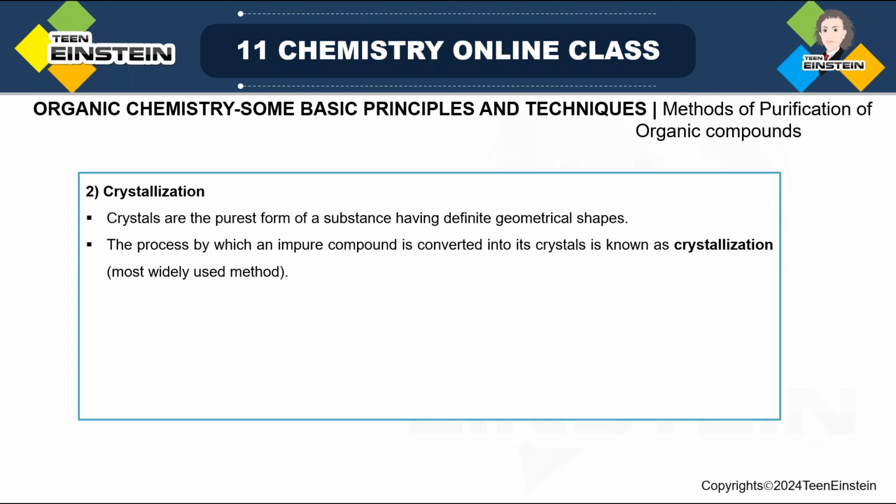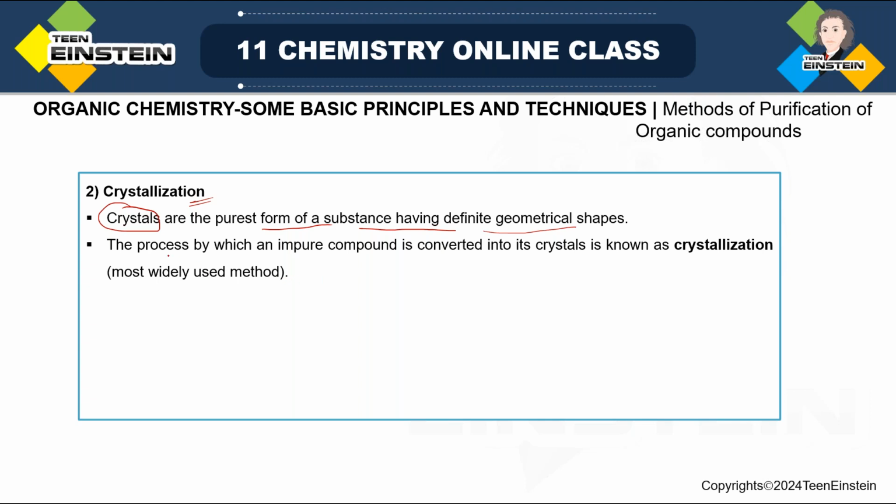Next method is crystallization. So in crystallization, first of all, what is a crystal? This method is obviously for solids, because whenever we are talking about crystals, that is for the solid state. The previous method was also for solids, not just solid, sublimable solid. This method is also for solids. Crystals are the purest form of substance. Not in all solids do you get crystals. It is only for some solid compounds where crystal nature is present, because these substances have some definite geometrical shapes, and that is why we have crystals.